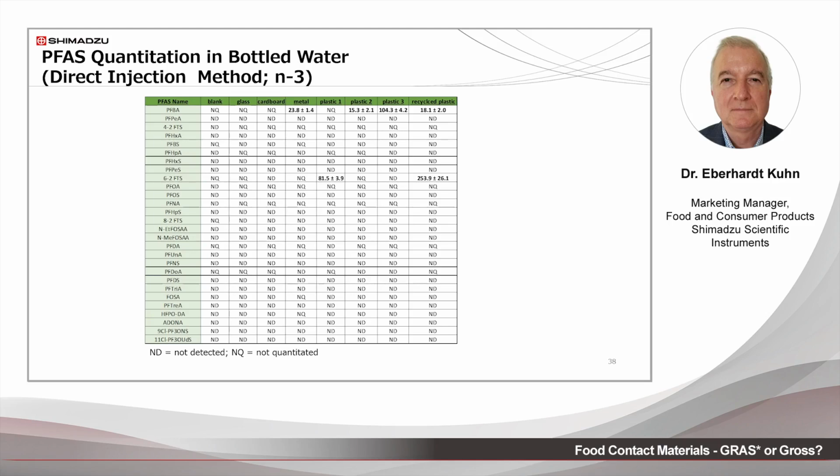You can see here in the table that the good news is that in most of the samples we looked at, we didn't see or quantitate any kind of PFAS. Our method detection limit was around 5 parts per trillion, and we only saw two of the PFAS, the PFBA and the 6:2 FTS, in a few of the samples.